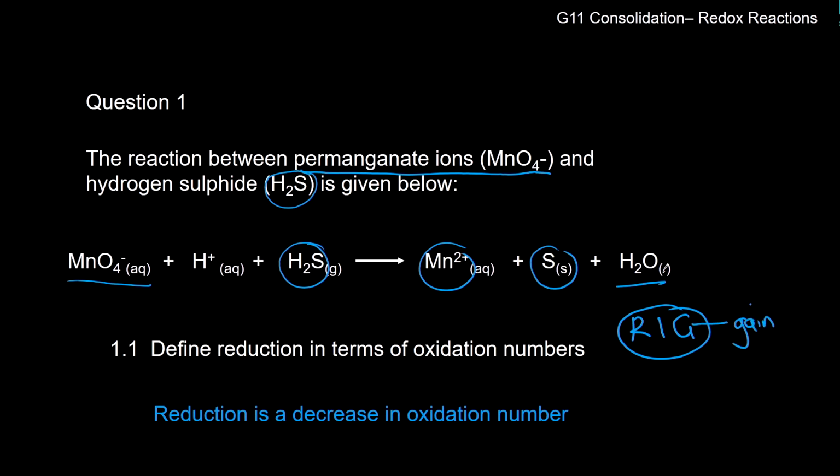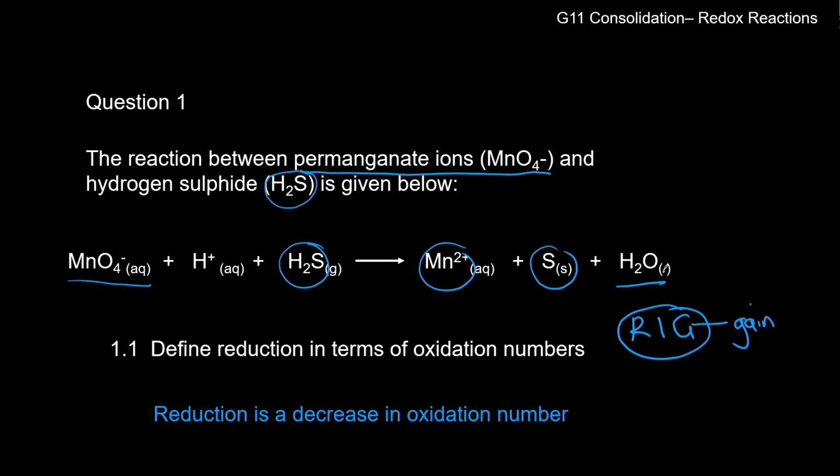So reduction is gain. We're gaining electrons. What's going to happen to the oxidation numbers if there is a gain in electrons? If we're gaining something negative, our oxidation number is going to drop. Our oxidation number is going to become less. It's going to become more negative. So define reduction in terms of oxidation numbers. Reduction is the decrease in oxidation number. You can also say it becomes more negative.